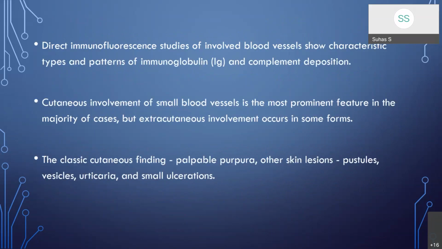Direct immunofluorescence of blood vessels shows characteristic types and patterns, like the picture I showed before. And the cutaneous involvement of small blood vessels is the most prominent presentation, but extracutaneous involvement also occurs in some forms. And classical cutaneous findings include the palpable purpura, that is involvement of post-capillary venules, and the involvement of larger vessels can also form pustules, vesicles, urticaria, and even small ulcerations.